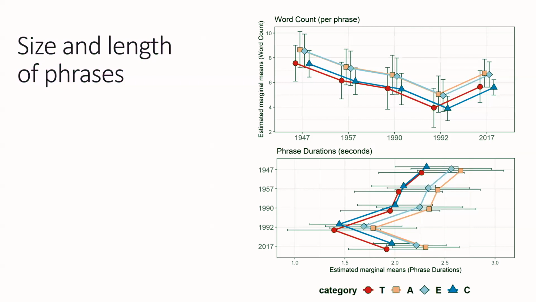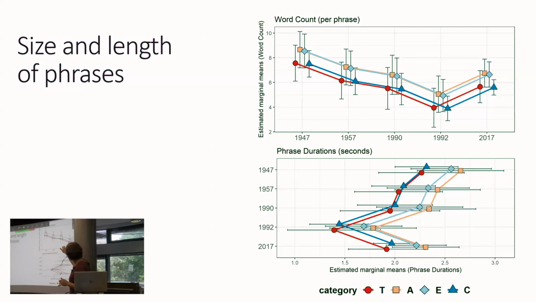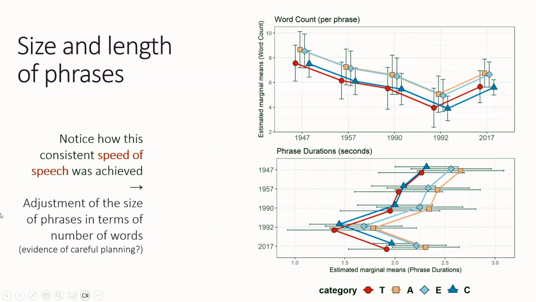And then the size and the length of phrases. So I've just given you the number of words per phrase and the durations. We tend to plot durations sort of flipped, because time goes left to right, so we plot them on the axis the other way. And you can see that these differences are real. So she had fewer words per phrase in 1992 in that public speech with a croaky voice, and her phrases were shorter.